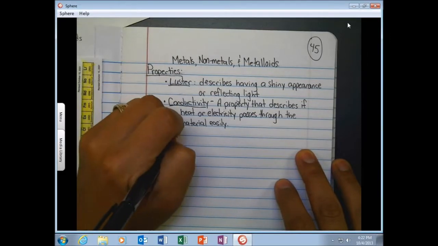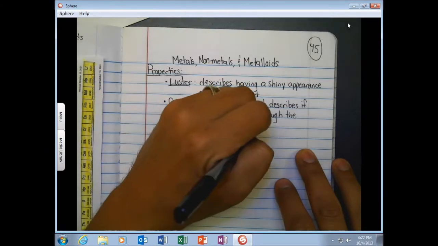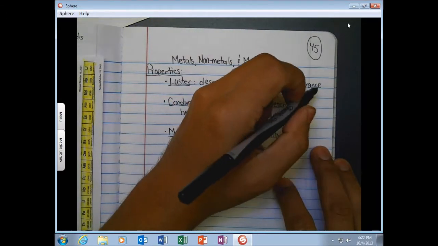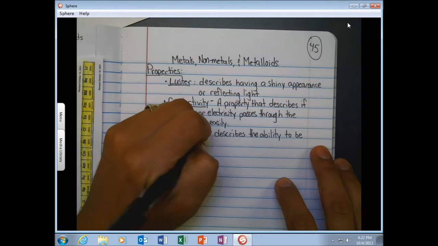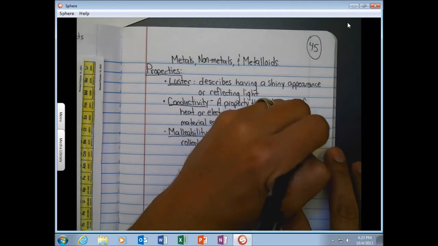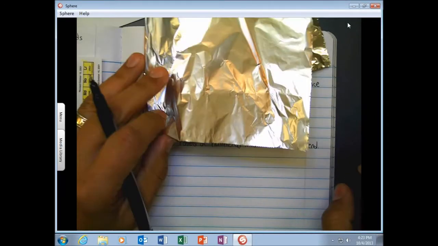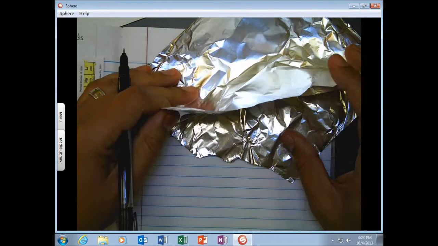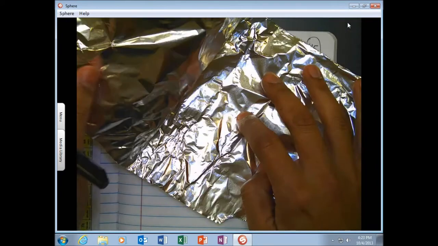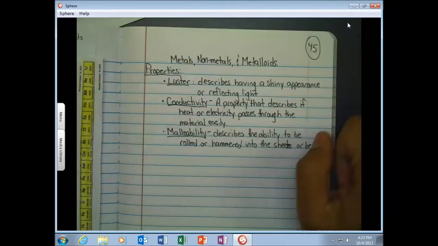Our next property is malleability. Malleability describes the ability to be rolled or hammered into thin sheets or even bend. And you can pause the video here to finish your definition. So I'm going to bring back the aluminum foil, and we can see that it's also very thin, as you've probably experienced as well. I can bend it, it's flat, and so this is an example of malleability.